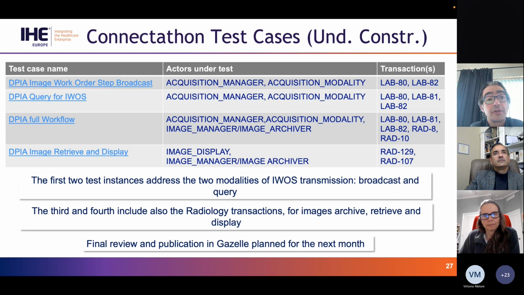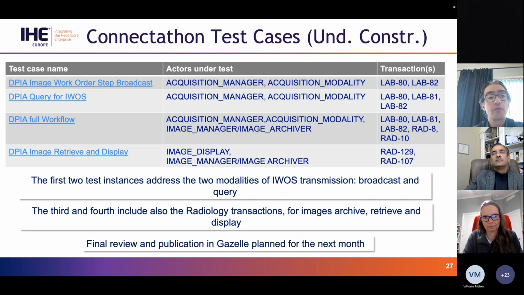a sort of image work order step broadcast. This means that the acquisition manager broadcasts to the various modalities the request of image scans, or a query for IWOS, where it's the modality that queries the manager about the jobs that it has to do.